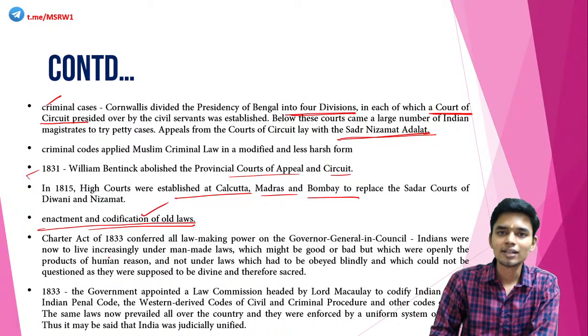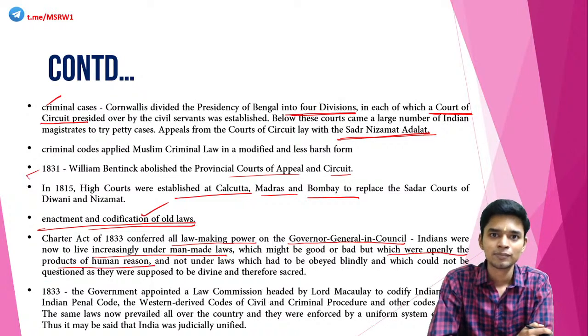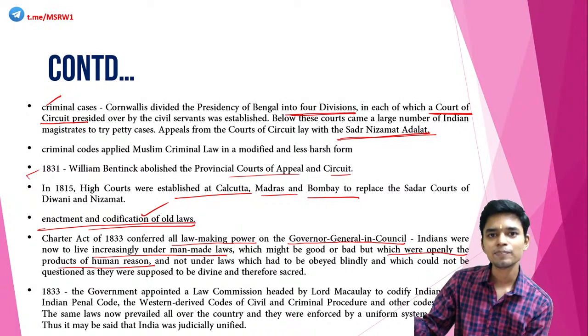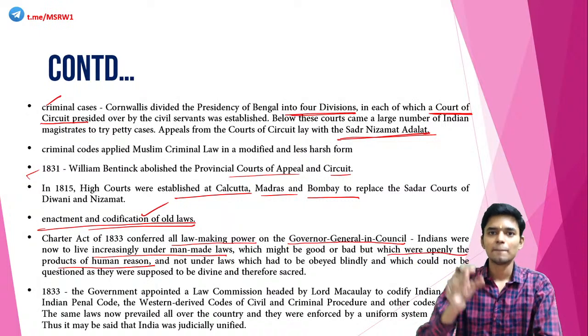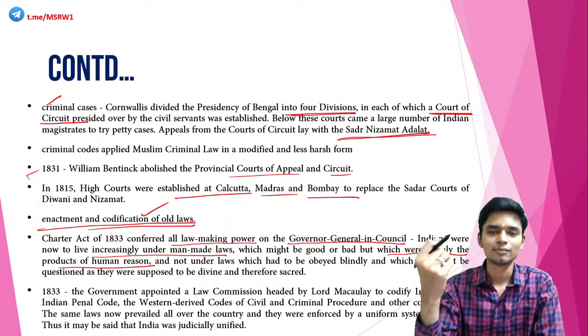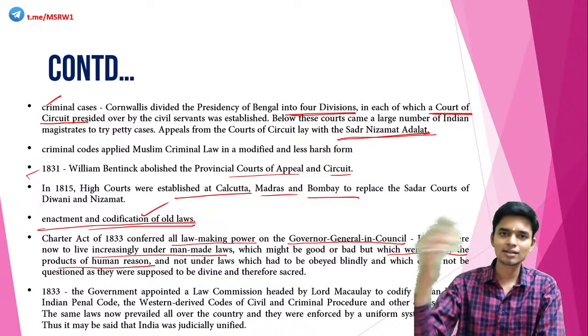So the Charter Act of 1833 conferred all lawmaking power on the Governor General in Council. Indians were now to live increasingly under man-made laws, which might be good or bad, but which were openly the products of human reason. This is very important. Through the Charter Act of 1833, all lawmaking powers were conferred on the Governor General in Council. He could make any laws as he wanted, but all these laws were more or less humanly reasonable. As far as Indians are concerned, it could be good or bad.